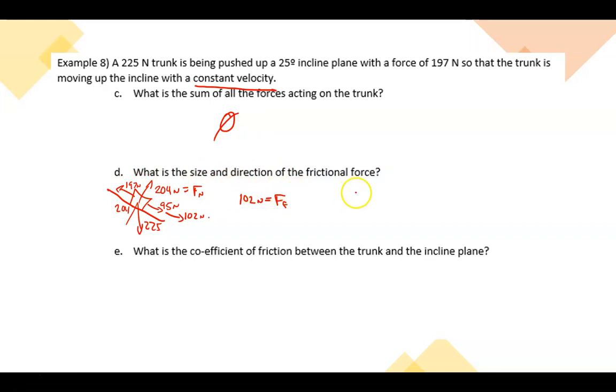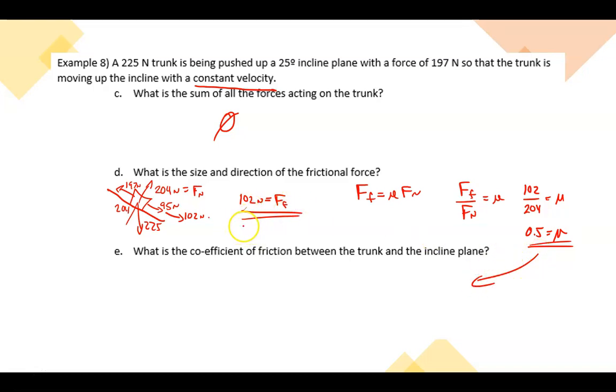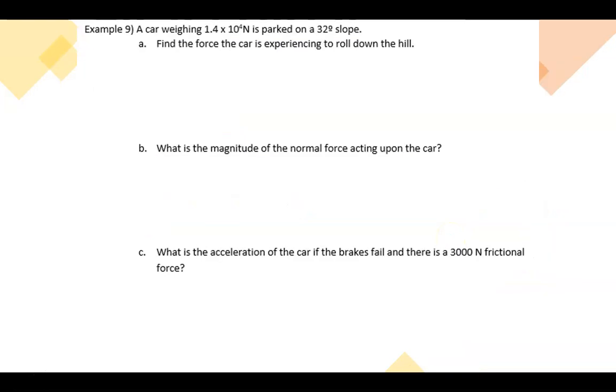So what is the coefficient of friction? Well, we know that the force of friction is mu times the force normal, or we can say the force of friction divided by the force normal is equal to mu. So 102 divided by 204, that gets you 0.5 as being the coefficient of friction between the surfaces. I think I just answered E here, where this is D. 102 down the ramp. Yeah, that's D. That's E. My apologies.